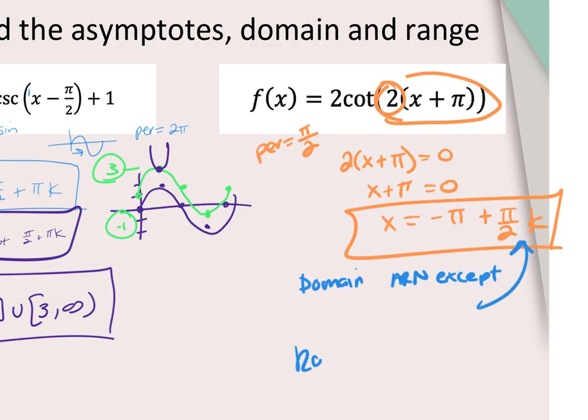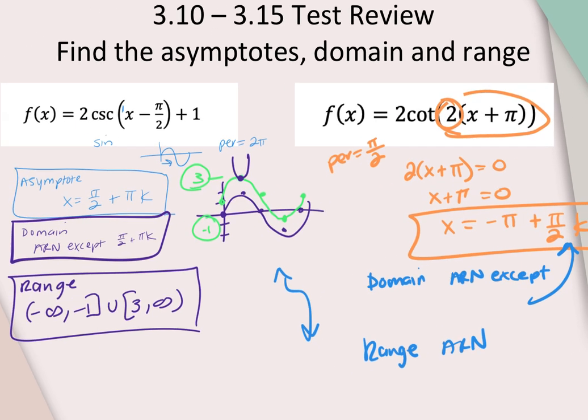Okay, and my range is all real numbers because my arrows are going to point up and down, or negative infinity to positive infinity.